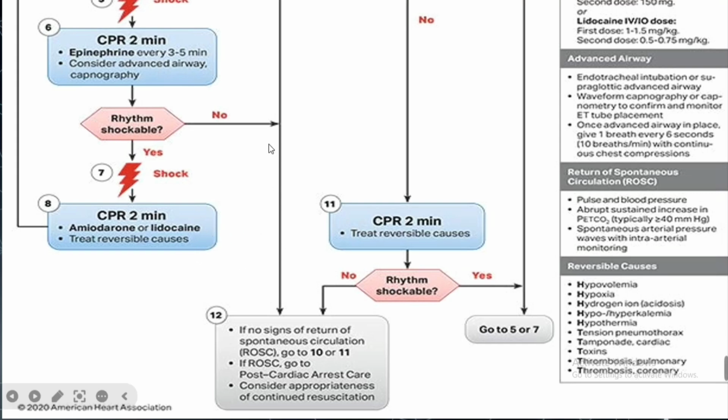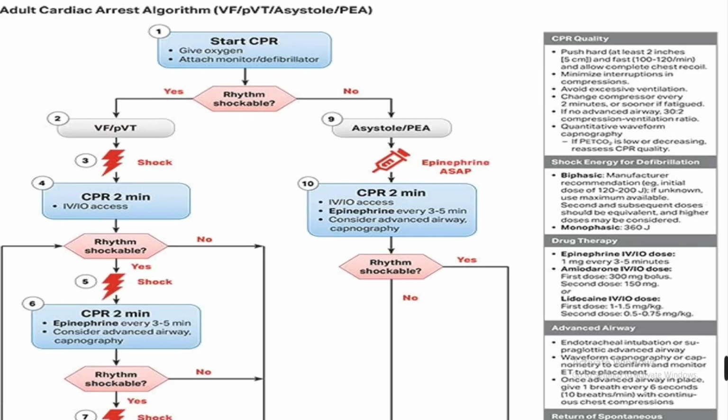If the rhythm is non-shockable, we'll be going to asystole and pulseless electrical activity. When the rhythm is non-shockable, you have to administer epinephrine ASAP, as soon as possible. Provide 1 mg every 3 to 5 minutes. This is immediate. You have to do it immediately. Then you have to start the CPR for 2 minutes again, and then check for IV or IO access if you need any.